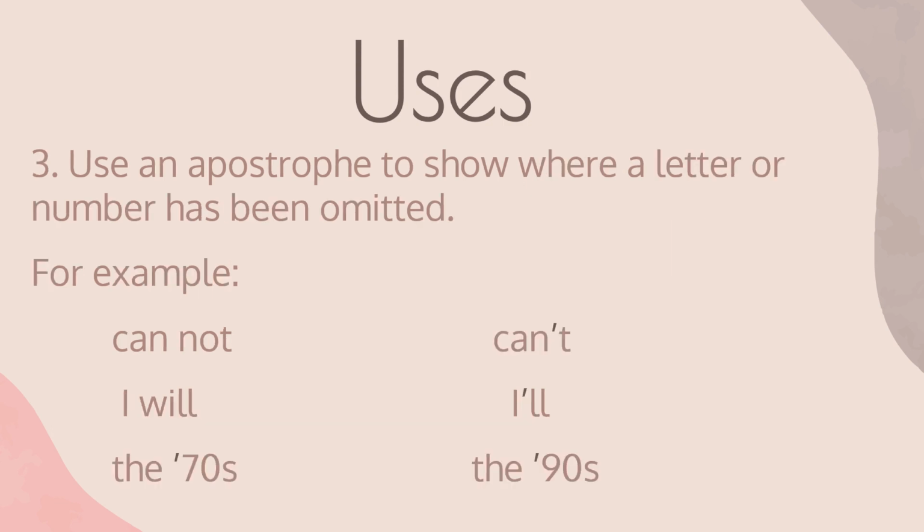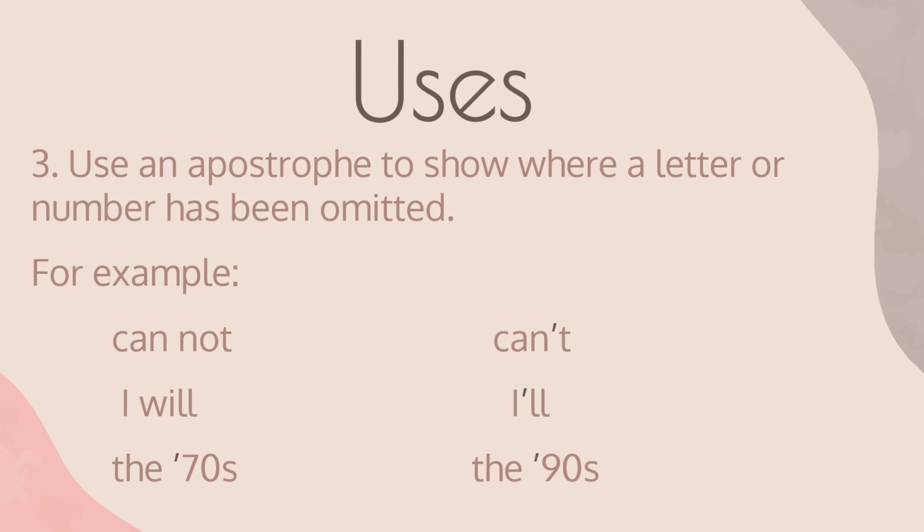You can use an apostrophe to show where a letter or number has been omitted. We usually use it with contractions. For example, cannot. Cannot's contraction is can't. And when we omit n and o, we use apostrophe for the contraction. The same with I will. When we use its contraction, I'll, we indicate the omission of letters by using apostrophe.